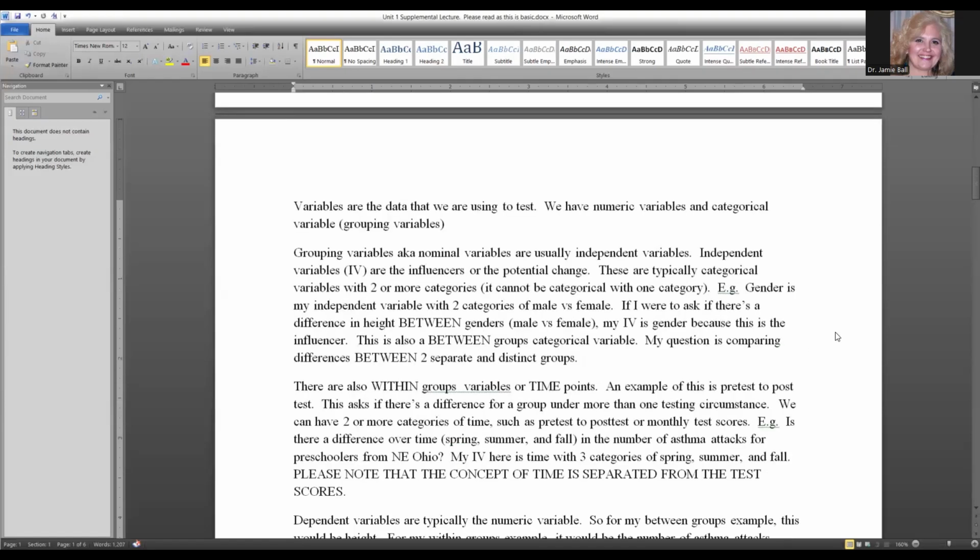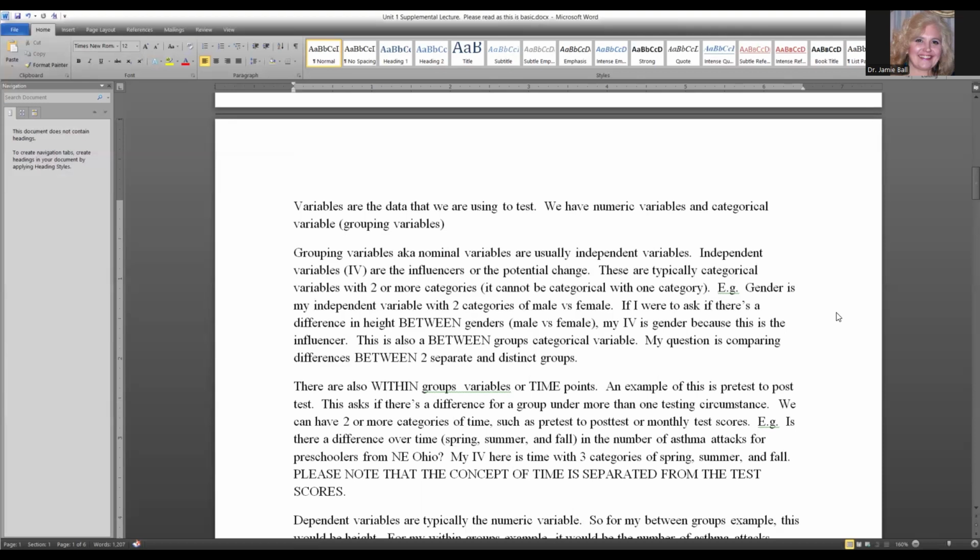Variables are the data that we're going to use to test, and we have basically two kinds. We have numeric variables or categorical grouping variables, nominal, they're named. So grouping variables, nominal, are usually independent variables. They're called independent because they're what influences the possible change, like treatment or control, male versus female, right? So these are typically categorical variables, but you need at least two categories for it to be categorical. So if you only have one group, you don't have a grouping variable, okay?